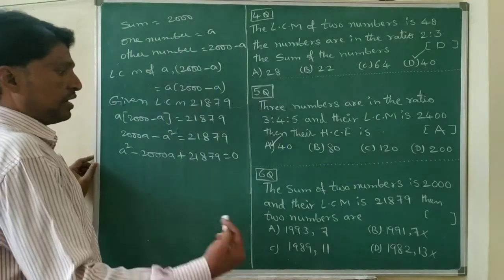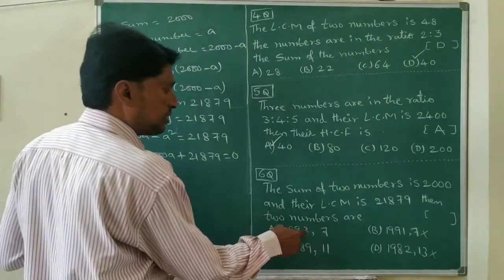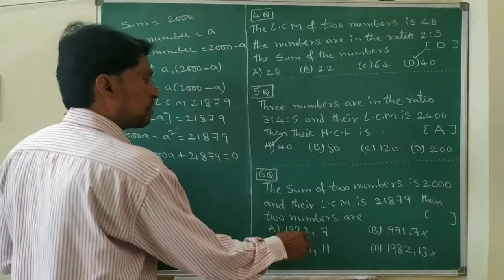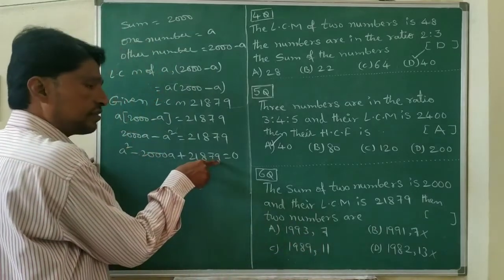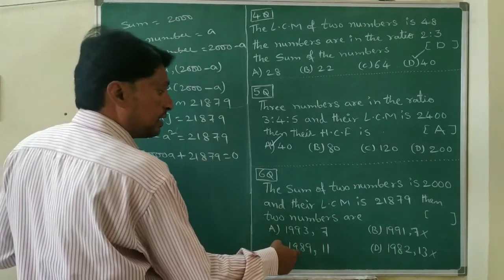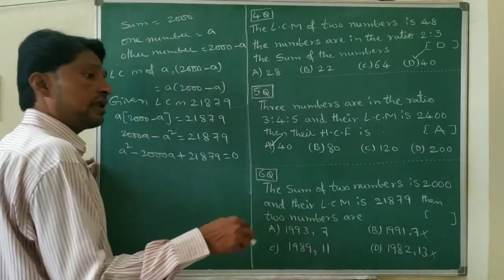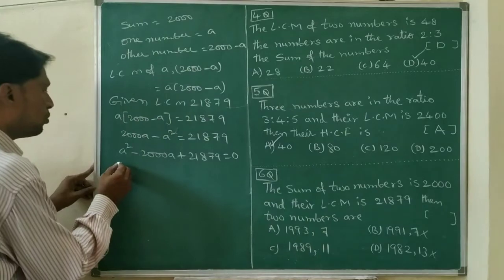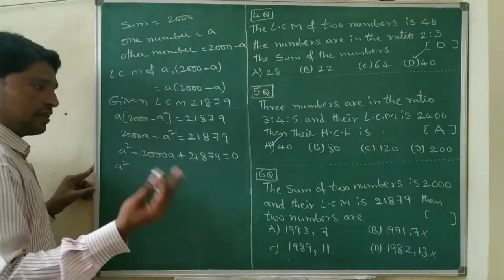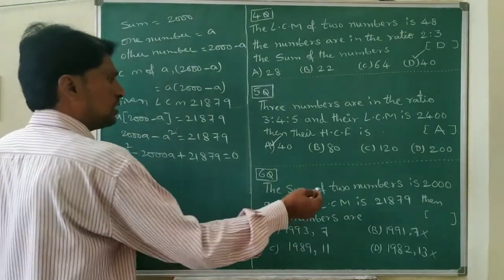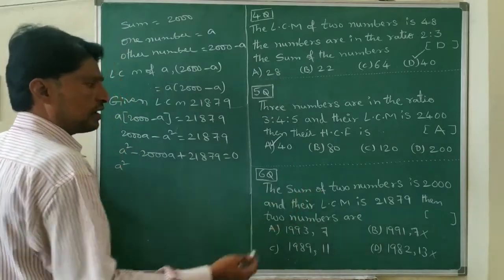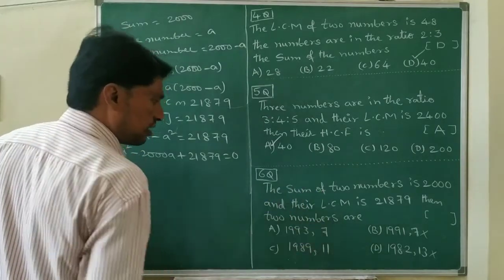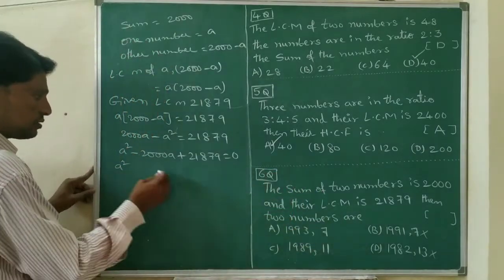But here, which one we have to choose? 1993 into 7: 7 3s are 21, but here 9 is there. 1989 into 11: 11 9s are 99, units place we are getting 9. So this one you have to take. I will say a simple method also, without the calculation only we can identify the answer. That one also I will explain after that.